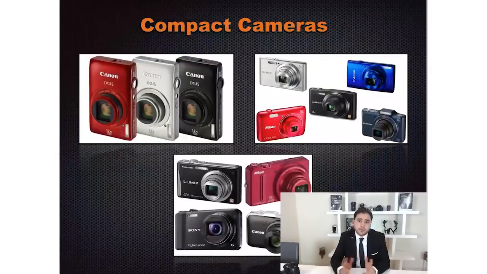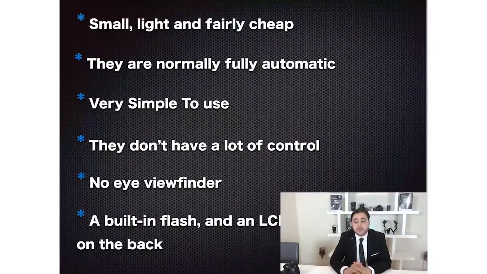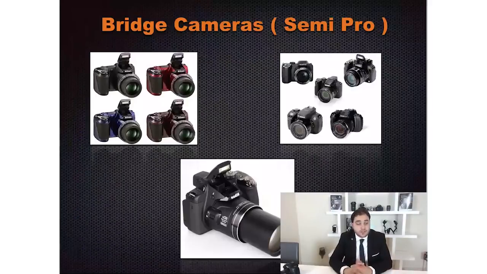Okay, let me now talk about types of cameras, starting from the first type of cameras, compact cameras. Compact cameras are small, light, and very cheap. They are fully automatic. They are very simple to use, and there is a built-in flash and LCD screen at the back, and there is no eye viewfinder. They are very easy cameras, like your mobile. This is the first type of cameras.